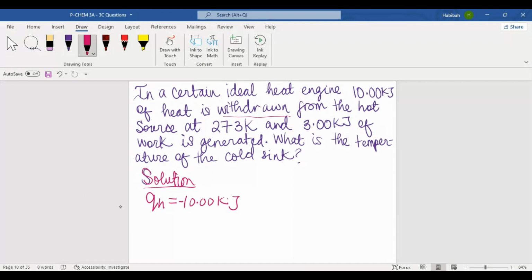So the current value for the heat of the hot source is going to be negative 10.00 kilojoule. And they said that happened from the hot source at 273 Kelvin, so the temperature of the hot source is 273 Kelvin. And then we're told that 3.00 kilojoule of work is generated, so work is 3.00 kilojoule. We're asked to find the temperature of the cold sink. Now we've been given the heat of the hot source, the temperature of the hot source, the work done, and we're asked to find the temperature of the cold sink.